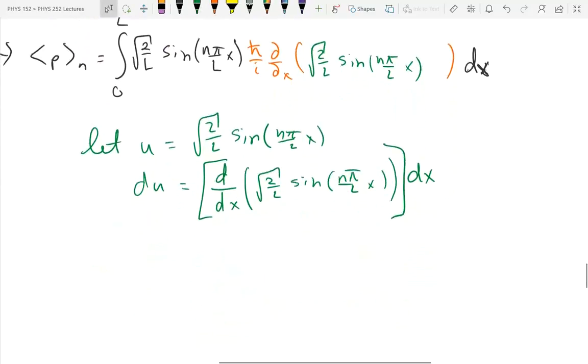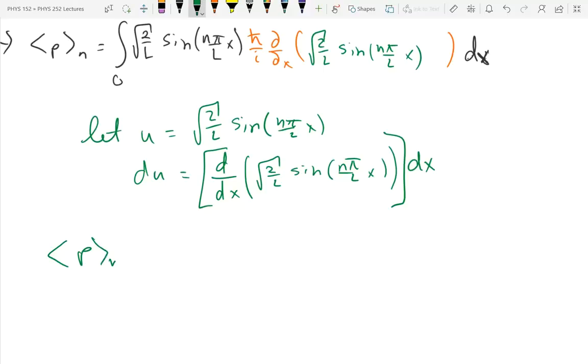And so I could rewrite this integral as, now I've never done this before, integral of u h bar over I du. He's not paying attention. H bar over I u squared over 2, right? And then I put in my limits, not from 0, but, let's substitute back for u. It's u initial to u final.